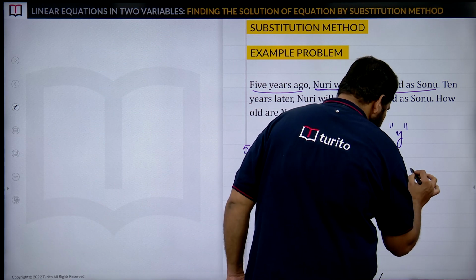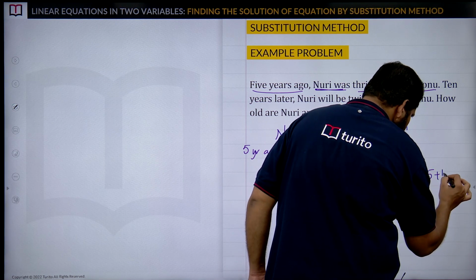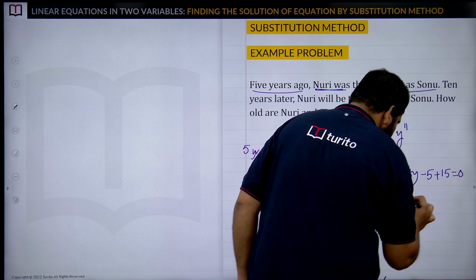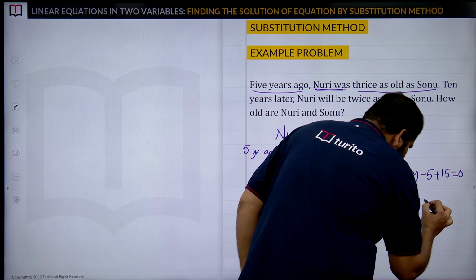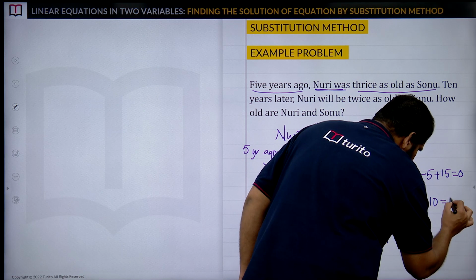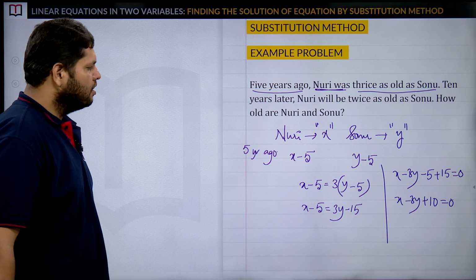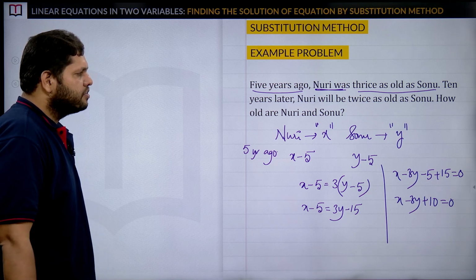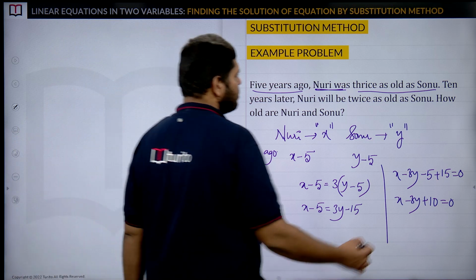So this is X minus 3Y minus 5 plus 15 equal to 0. So X minus 3Y, and minus 5 plus 15, we can say plus 10 equal to 0. Okay children. So X minus 3Y plus 10 is equal to 0. You can take this as the first equation. Now come to the second equation, children.